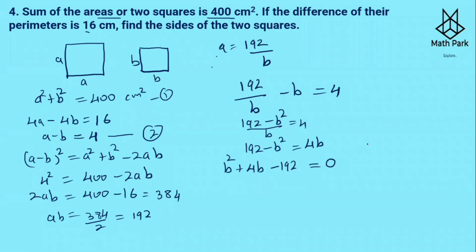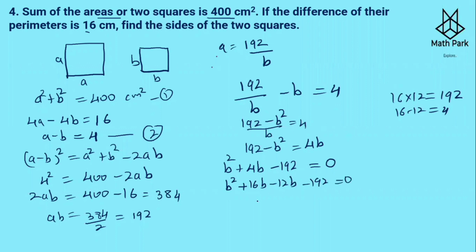Let us factorize this. So we have 16 times 12 is equal to 192 and 16 minus 12 is equal to 4. So the bigger one will take the positive sign. So we get b square plus 16b minus 12b minus 192 is equal to 0. Or simply directly you can factorize that, you get b plus 16 into b minus 12 are your factors. So if b plus 16 is equal to 0, you get b is equal to minus 16, or you get b is equal to 12. So we cannot have the side as negative.